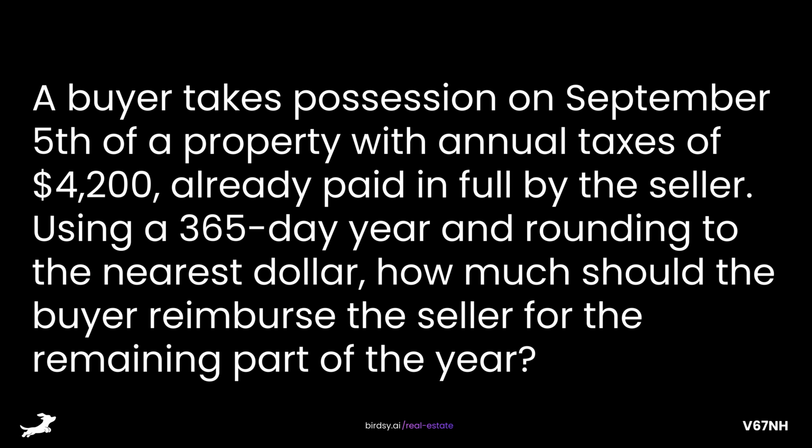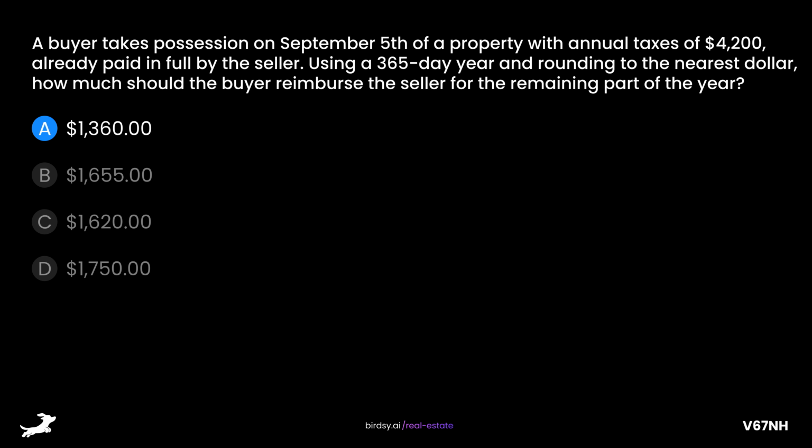A buyer takes possession on September 5th of a property with annual taxes of $4,200, already paid in full by the seller. Using a 365-day year and rounding to the nearest dollar, how much should the buyer reimburse the seller for the remaining part of the year? Is it A, $1,360, B, $1,655, C, $1,620, or D, $1,750?